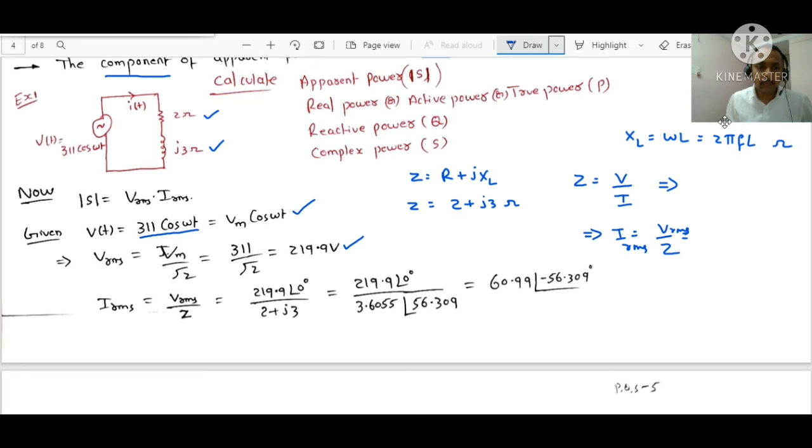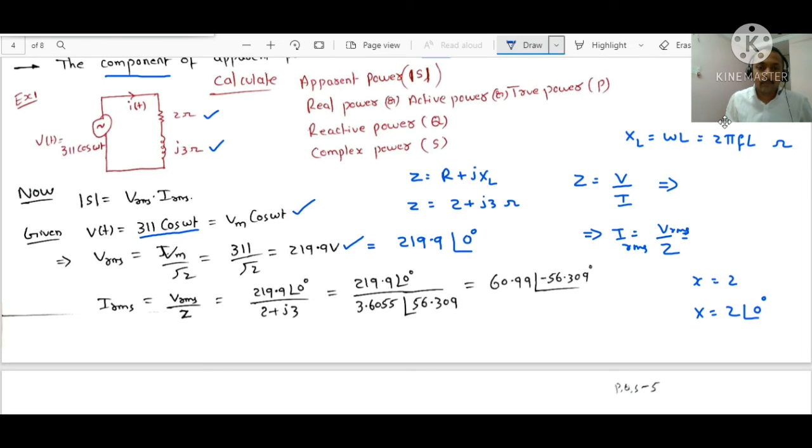Now, current IRMS equals V by Z. Its meaning is, if you have no angle, it is 219.9 at an angle 0. Nothing wrong. If somewhere I see some x equal to 2, I can write it as x equal to 2 at an angle 0. It is correct only in polar form.